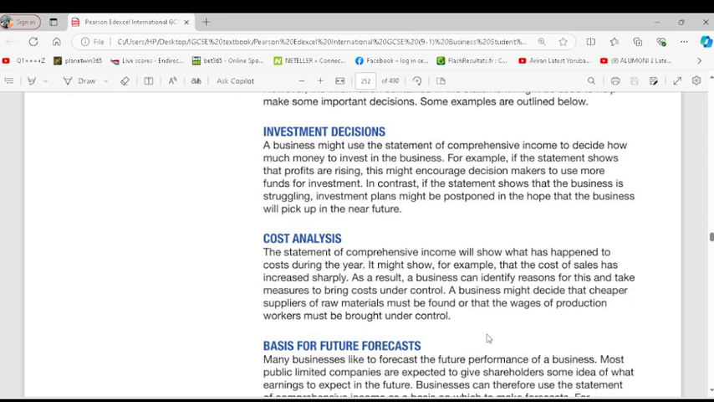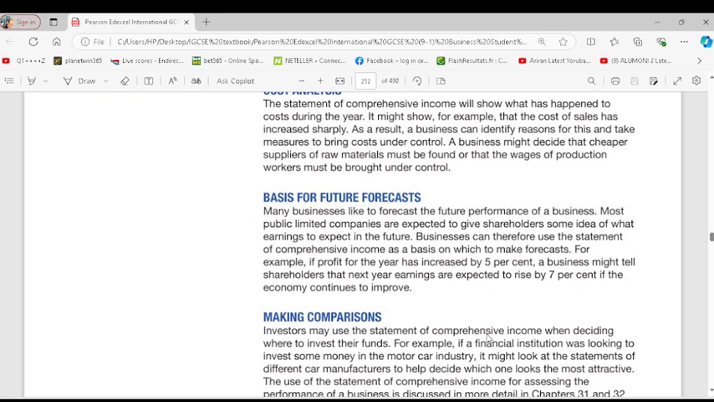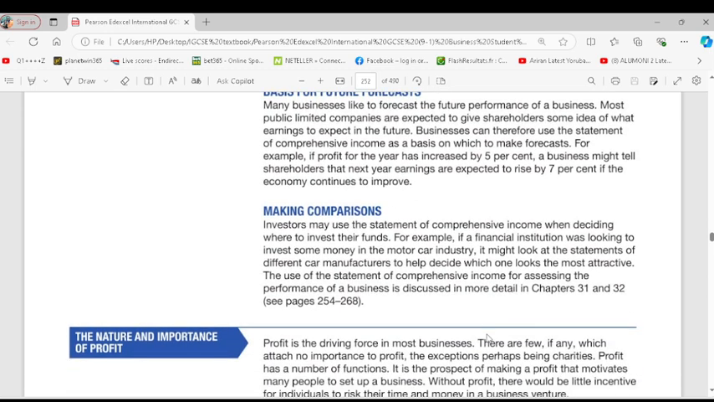The third one, basis for future forecast. You have information of the previous year. You have the financial statement. You have the statement of comprehensive income of the previous year. You have this year's comprehensive income, right? You can compare and contrast and use it to decide what happens next year. That's the forecast. Do you get it? Yeah, sure. It's the same as the cash flow forecast. Yes. Not cash flow. It's not just about cash flow. It's about the performance of the business.